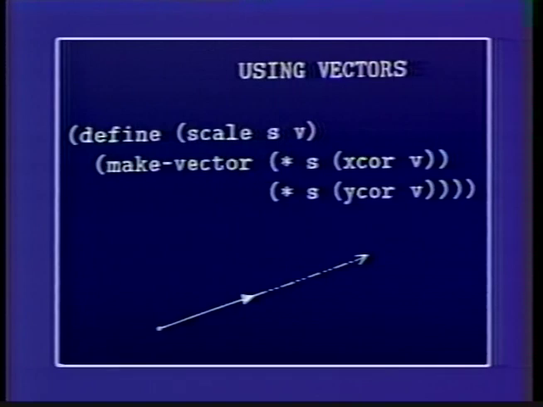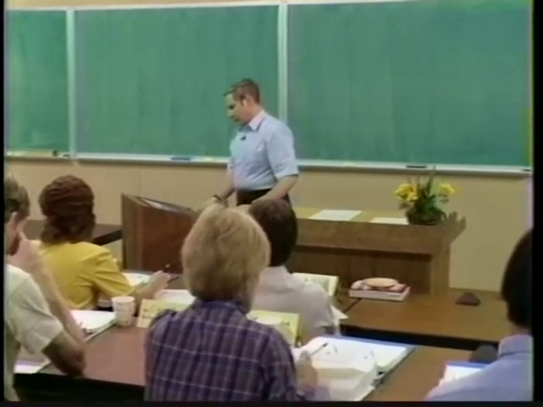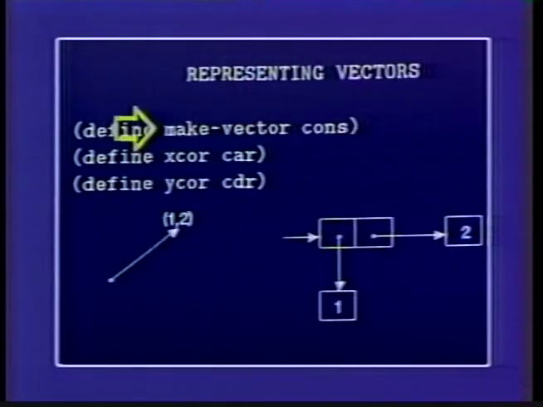So those are two operations that are implemented using the representation of vectors, and the representation of vectors, for instance, is something that we could build in terms of pairs. And so George has gone out and implemented for us make vector and x coordinate and y coordinate, and this could be done, for instance, using cons, car, and cdr.